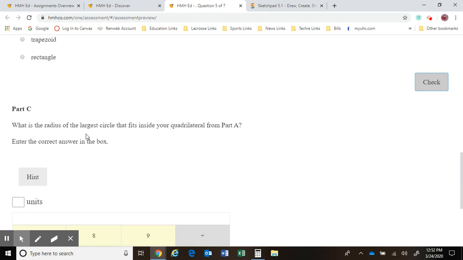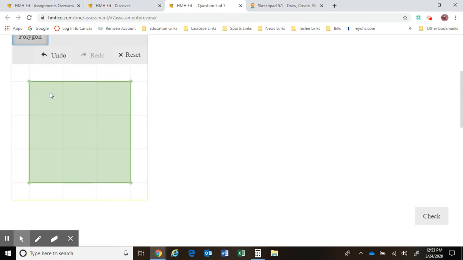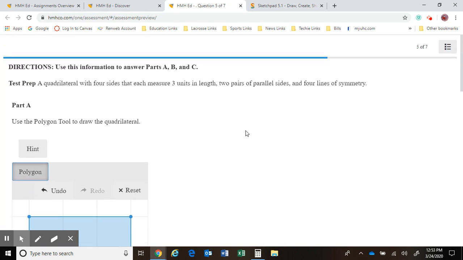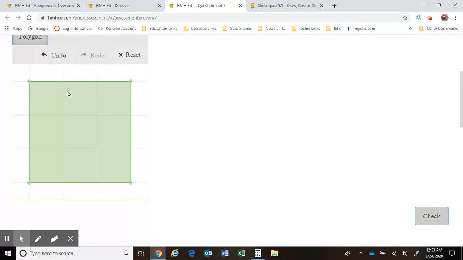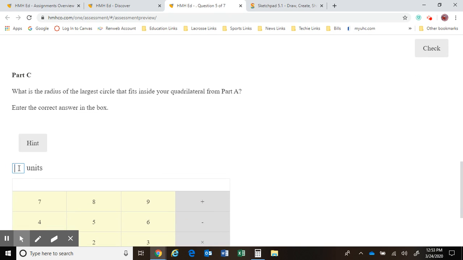Okay. Now, what's the radius of the largest circle that fits inside? Now, radius, if you recall, is the center of the circle to its edge. So if I drew a big circle inside here, what would it be if I went to the edge? Oops, I think I messed that up on accident. Well, what's the center? If this is 3 and I started in the center, how far would it be to the edge? 3 divided by 2 is 1.5. So it would be 1.5 units.